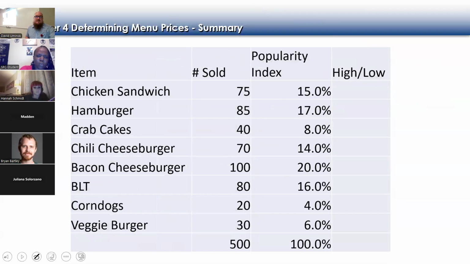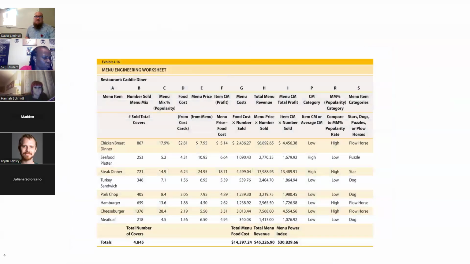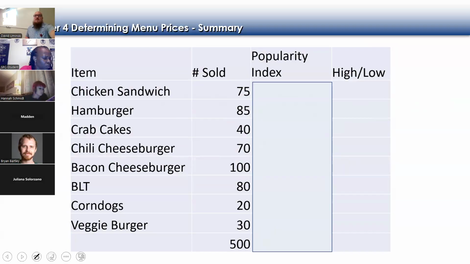Let's go to popularity percentages, how popular an item is. So we go back to the front page, right at the top. There's a blank space, number 1, number 2. To find our popularity percentage, we want to add up all the menu items served.